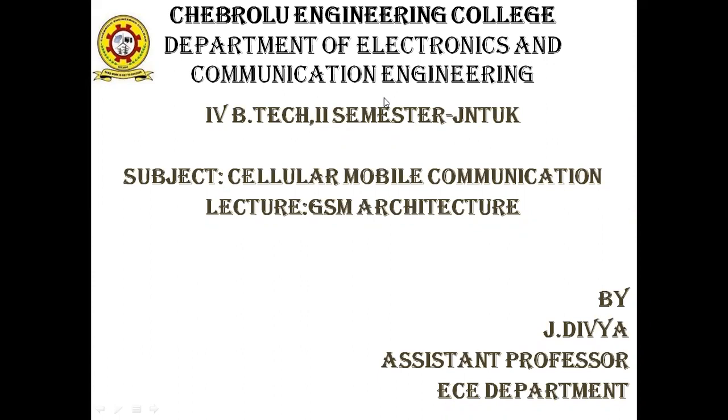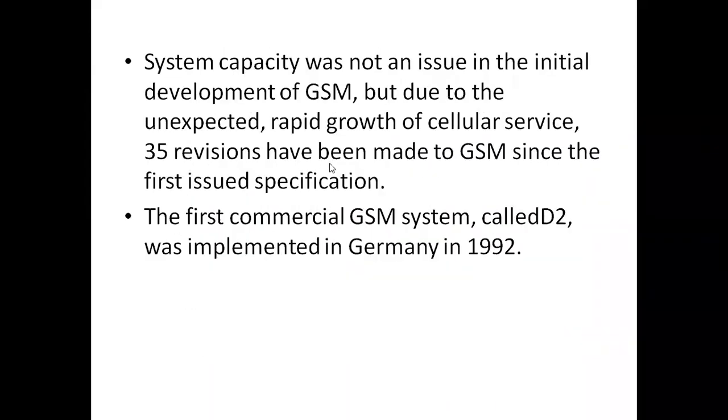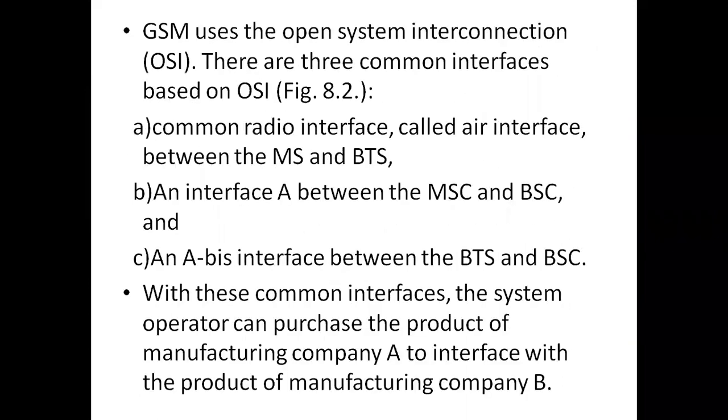We have discussed two types of subsystems. Mainly we have four types of subsystems. One is the mobile station, second is the base station subsystem, third is the network and switching subsystem, and fourth is the operation subsystem. Among these four, we have seen two: the mobile station and the base station subsystem, what they are and what internal parts they have. Now we will see the remaining two subsystems, that is, the network switching subsystem and the operation subsystem.